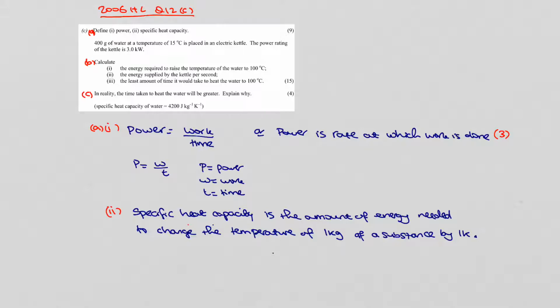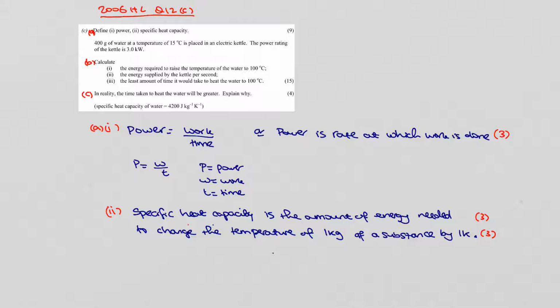So again, the energy needed to change the temperature, you'd get 3 marks, and then of 1 kilogram by 1 Kelvin, you'd get 3 marks. Okay, so we'd have 3 and 3. Okay, so the next part of our question is our calculation.